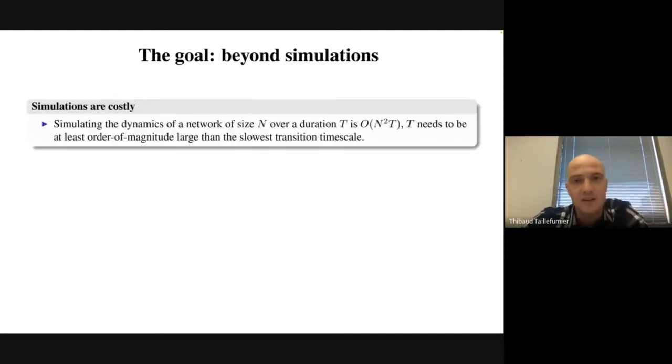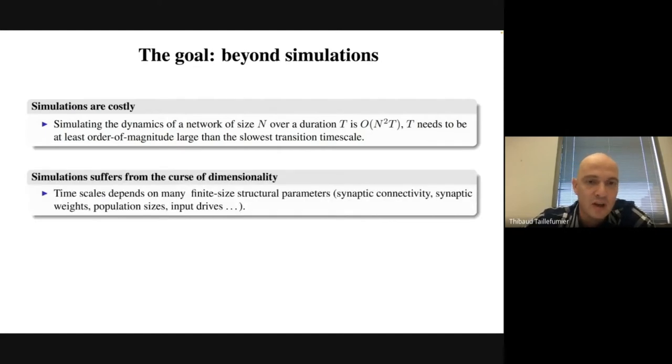So the first one is the fact that, okay, simulations are costly. They take a lot of time, and the more realistic you're going to be, the more costly those simulations are going to be in time. The second one is that even if you have an efficient way to perform the simulation, typically what you like to do is explore the phase space, so the dependencies on finite size structural parameters, such as synaptic connectivity, synaptic weight, population sizes, and so forth. And this is typically a gigantic task to undertake.